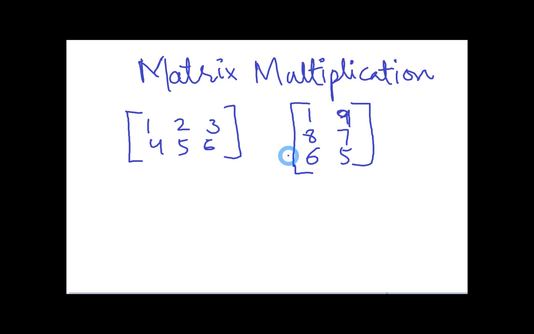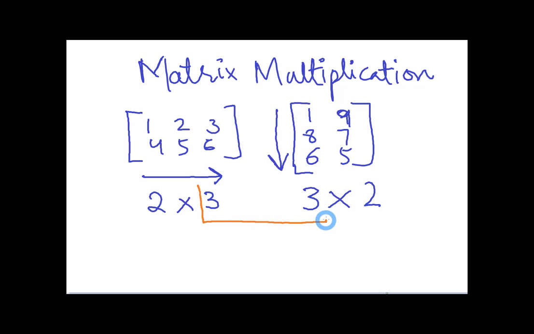So the rule was that the number of columns of the first matrix should be equal to the number of rows of the second matrix. The order of a matrix is always rows into columns. So there are two rows and three columns; this is the order of the first matrix. The order of the second matrix is 3 into 2, three rows and two columns. So the rule is that columns of the first matrix should be equal to the rows of the second matrix. This should be the same, otherwise matrix multiplication cannot be performed.